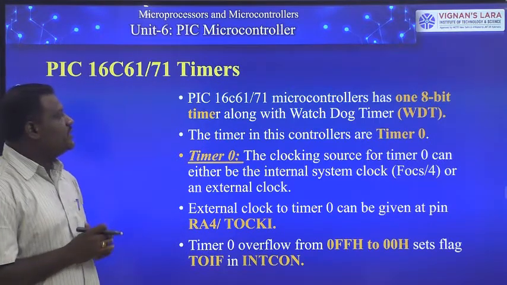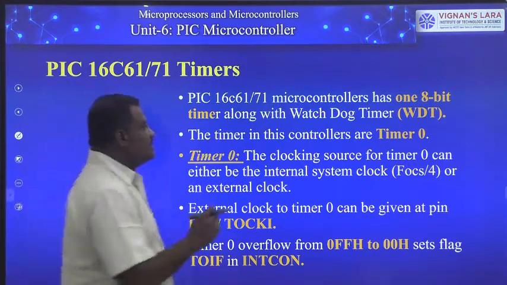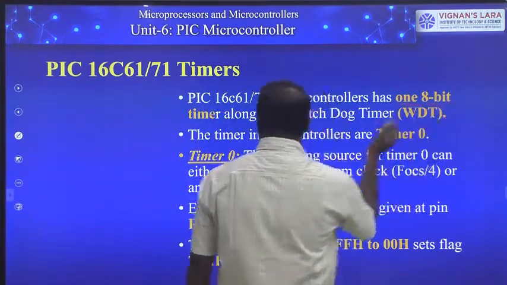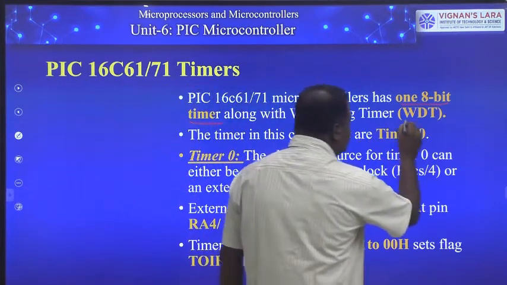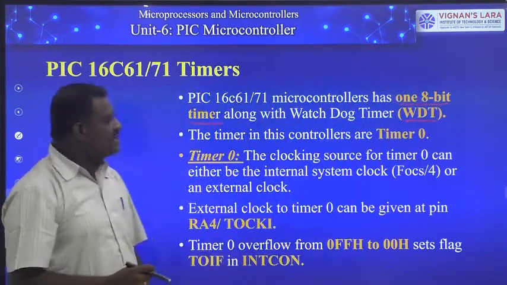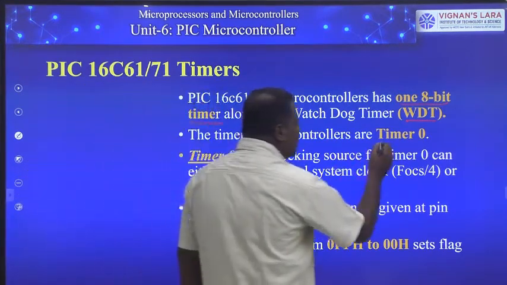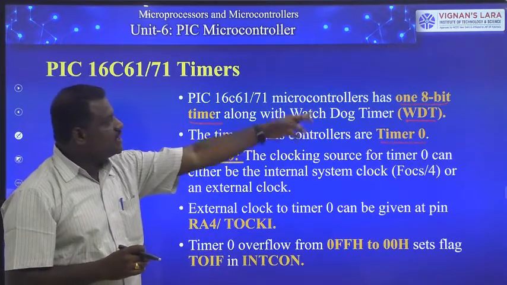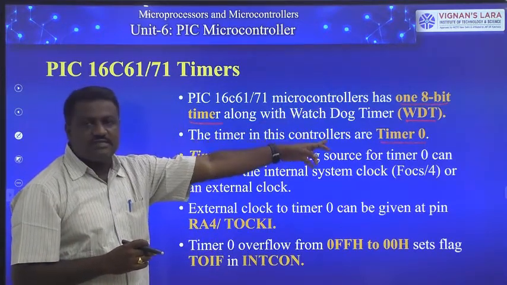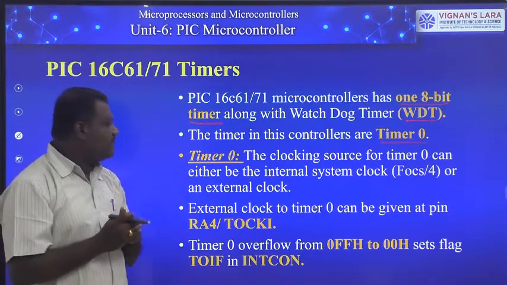Right, my first point is that the PIC 16C61/71 microcontroller has one 8-bit timer along with the watchdog timer WDT. And coming to my second point, the timer in these controllers is 8-bit. That is timer 0. So it is an 8-bit timer, which is timer 0, and I am going to discuss timer 0 in some detail.